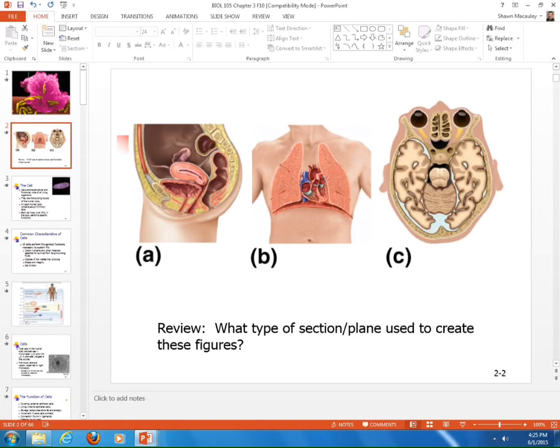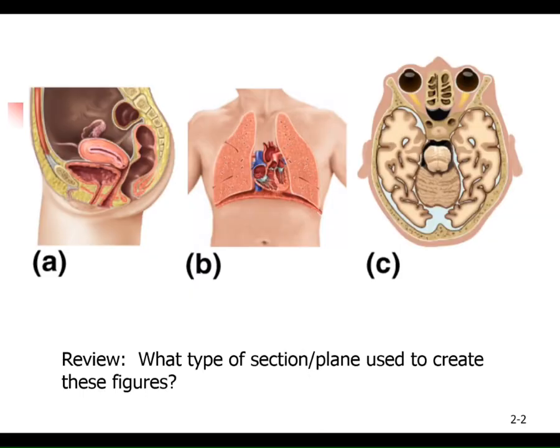Sagittal. Maybe mid-sagittal, right? But at least it's sagittal, no doubt about that. And then what about B? Frontal, also called coronal. Either word's fine. And C? Transverse, also called horizontal, cross-section more often. Horizontal, rarely. I don't use that word in my everyday language, but cross-section or transverse. Those are the two you'll hear the most commonly.